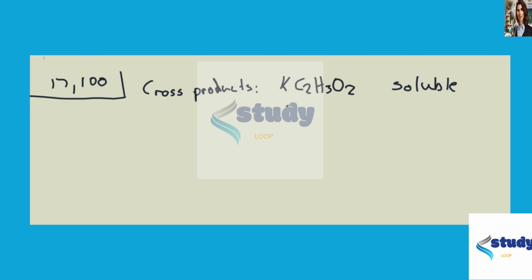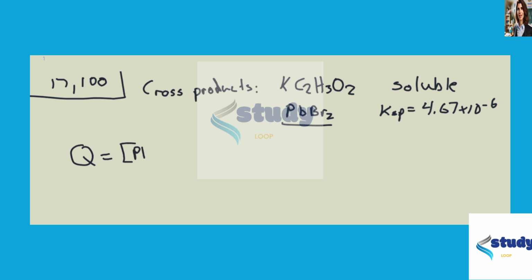Now the other one, if we combine the lead with bromide, we get lead bromide, PbBr2. And this has a Ksp, which is equal to 4.67 times 10 to the minus 6. So after we do that, we identify the possible cross product as being lead bromide. If a precipitate forms, we need to calculate Q. So Q is equal to the concentration of lead 2 plus times the concentration of bromide minus squared, because of the subscript 2.